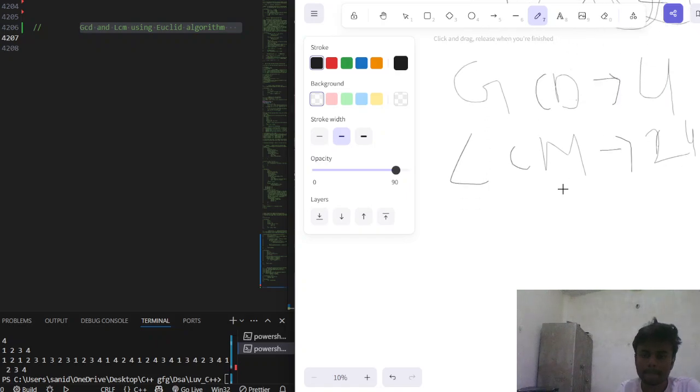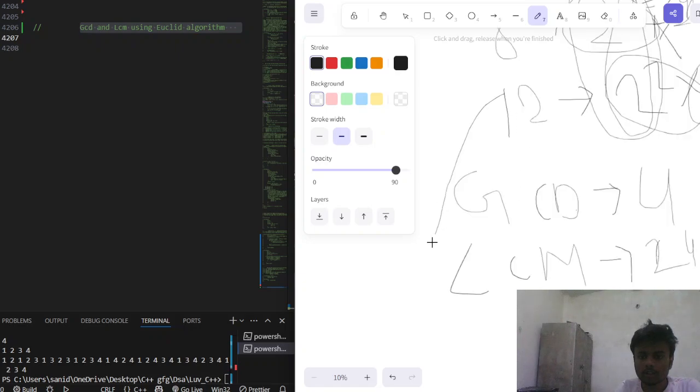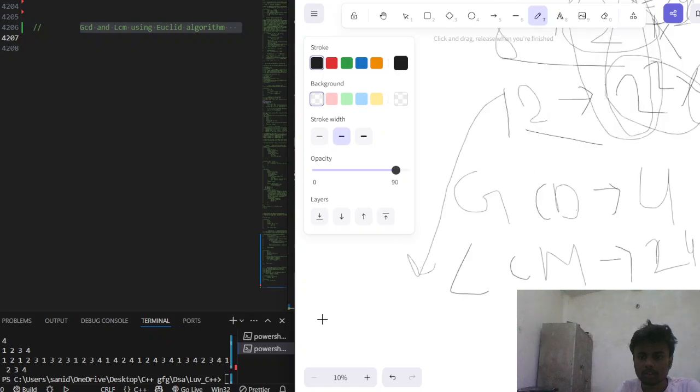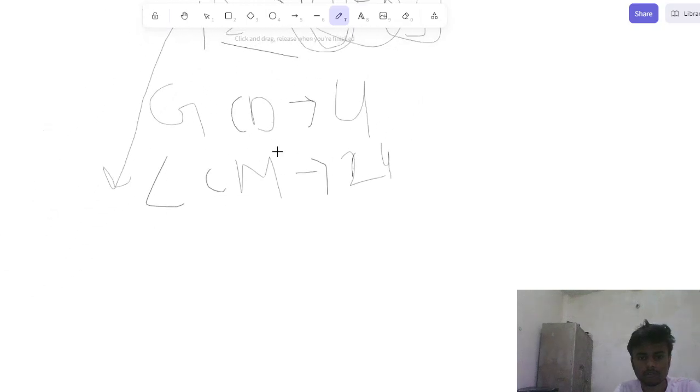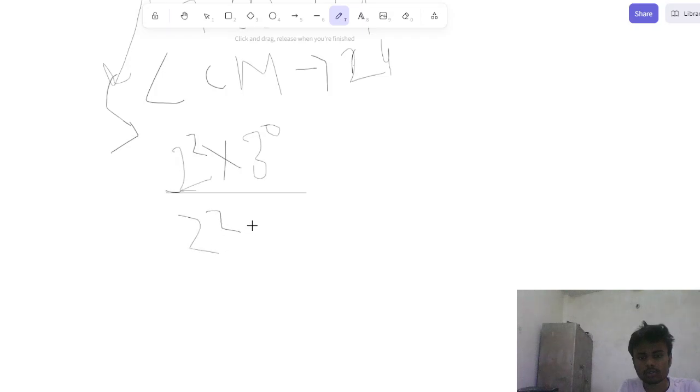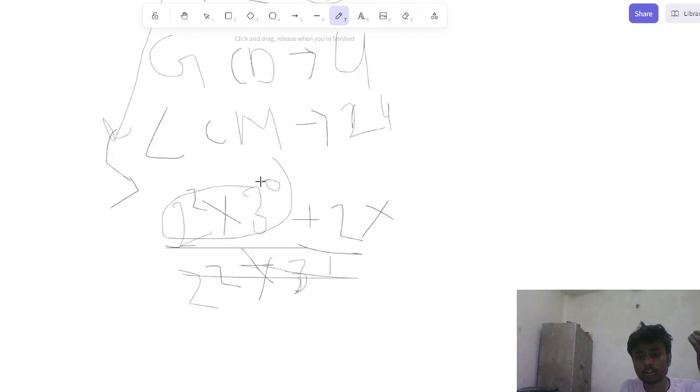If you watch, just like 8 and 12 are given, if we multiply their factorizations, the prime factorization of 8 will be 2 cubed into 3 to the power 0, and the prime factorization of 12 will be 2 squared into 3 to the power 1. Now reading both prime factorizations of the numbers.